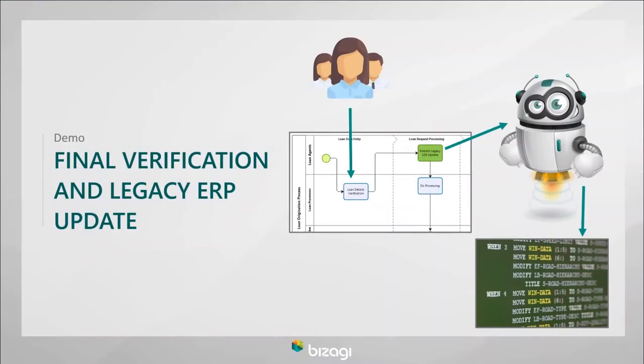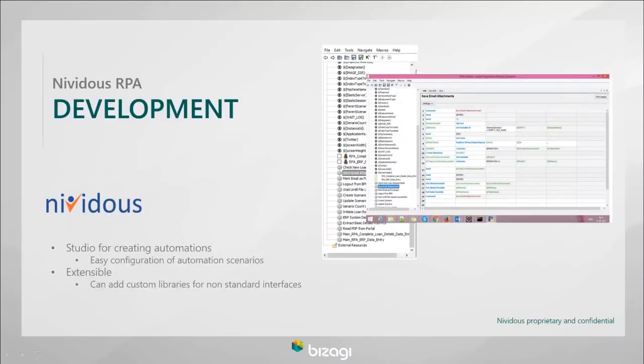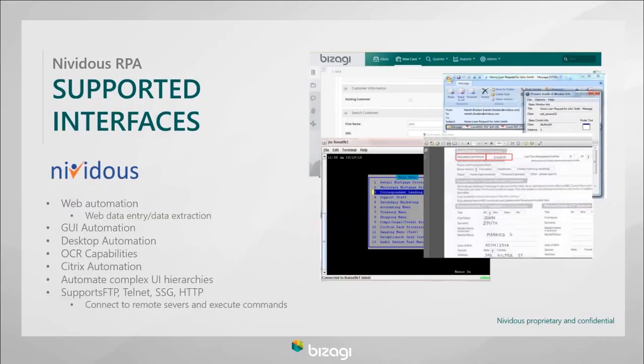This demo was made using the Nividous RPA development tool. This is an IDE for configuring the different steps that a robot is going to perform. And it's done by configuring certain sets of interfaces. Within these interfaces, we can find, for example, web automation, UI automation, desktop automation, that mostly will allow the robot to read or write data in the different environments.